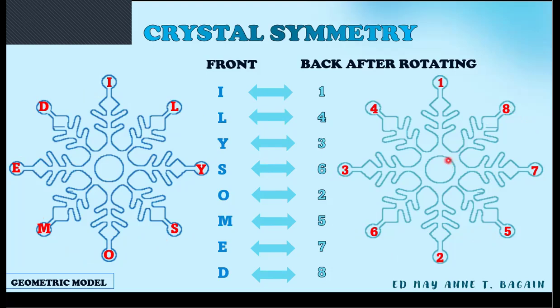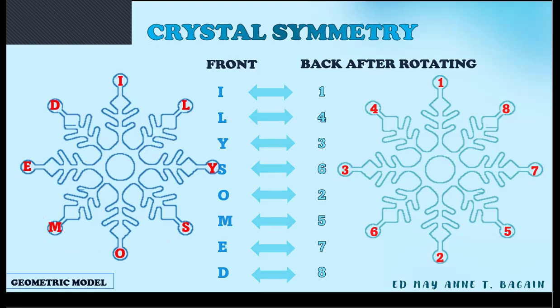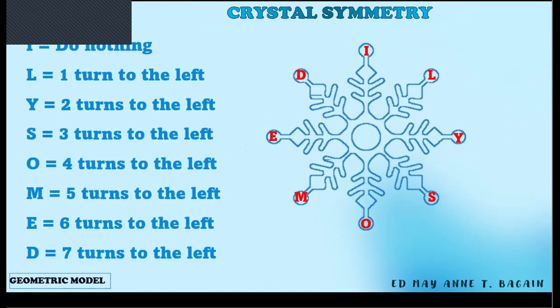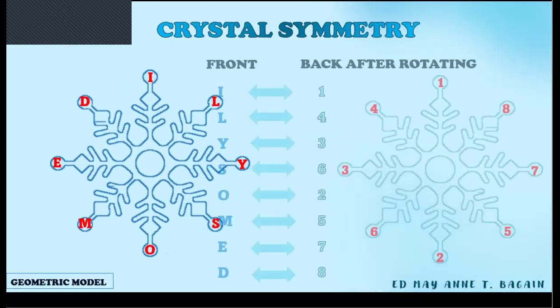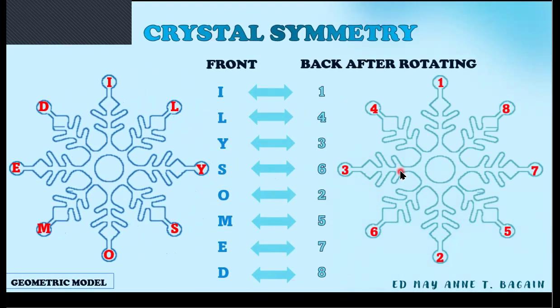Now that we know this, counting the elements in the front, we will have 8 elements, and counting the elements at the back, we will have another 8 elements, for a total of 16 elements, or 16 moves. So 8 and 8 is equal to 16 moves. Looking at the snowflakes, we will see each labeled element, which is ILYSOMED and 1, 4, 3, 6, 2, 5, 7, 8, which is the group H.